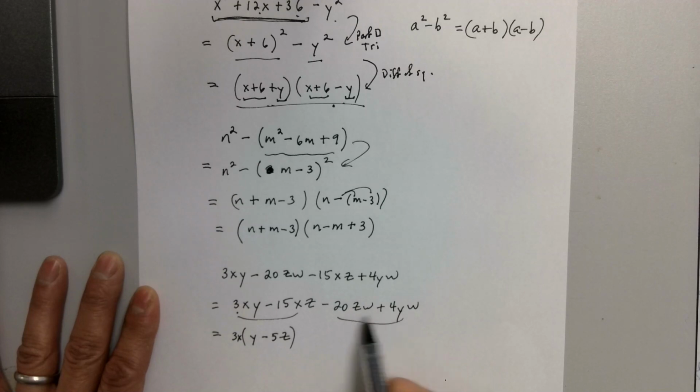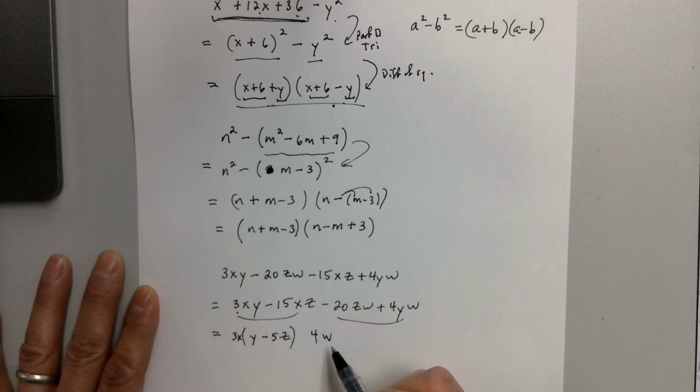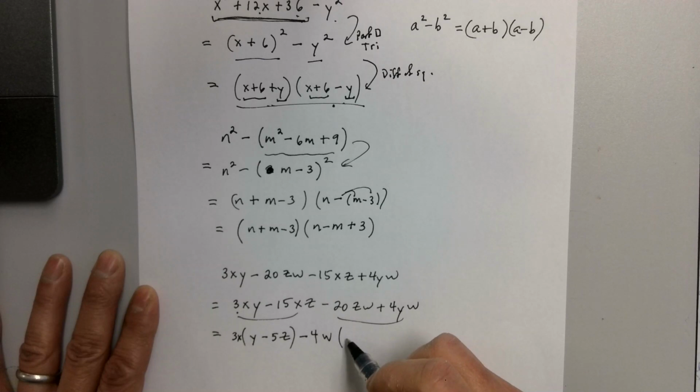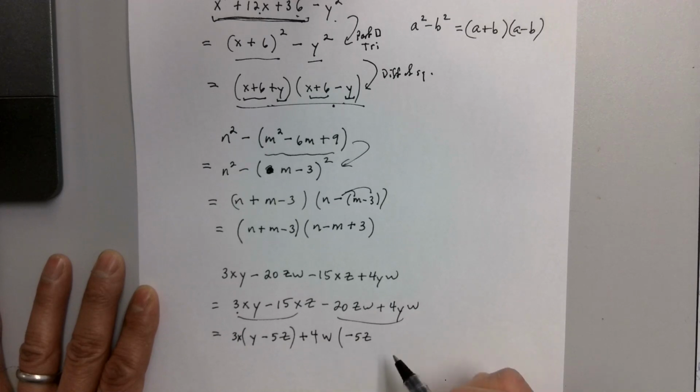Okay, now the GCF here is, I think it's 4w, negative 4w, or is it positive? Positive 4w, and the leftover is negative 5z plus y.